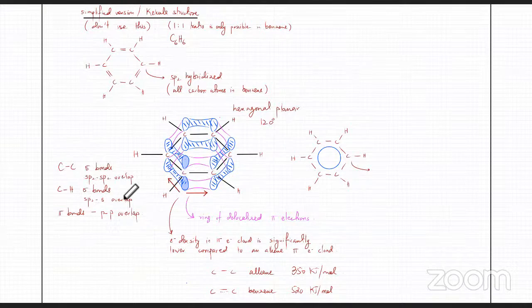The carbon-carbon bond is a sigma bond, an sp2 overlap. The carbon and hydrogen on the outside also form sigma bonds, which is an sp2 overlapping with an s orbital of hydrogen. And you've got pi bonds, which are p and p orbitals overlapping with each other, and they end up forming a ring of delocalized pi electrons.